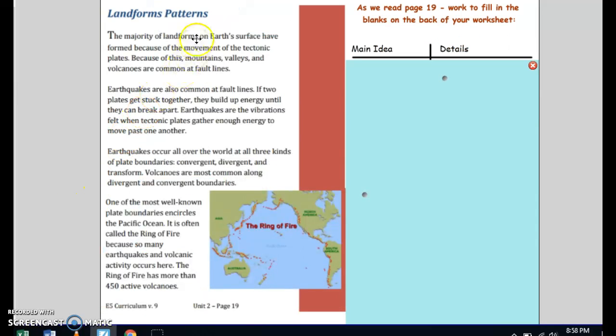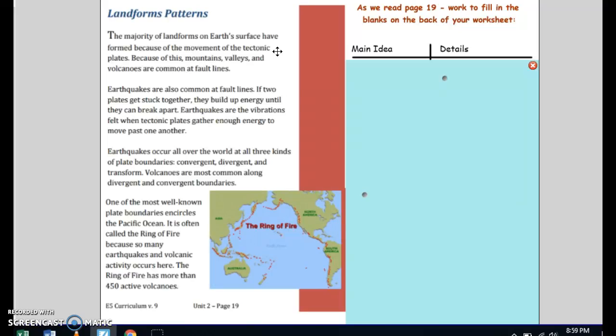Okay, page 19. This is the page you're going to do two-column notes for. So pay close attention to this one, and then you might want to fill in your note sheet after. Landform patterns. The majority of landforms on Earth's surface have formed because of the movement of the tectonic plates. Because of this, mountains, valleys, and volcanoes are common at fault lines. Earthquakes are also common at fault lines. If two plates get stuck together, they build up energy until they break apart. Earthquakes are the vibrations felt when tectonic plates gather enough energy to move past one another.